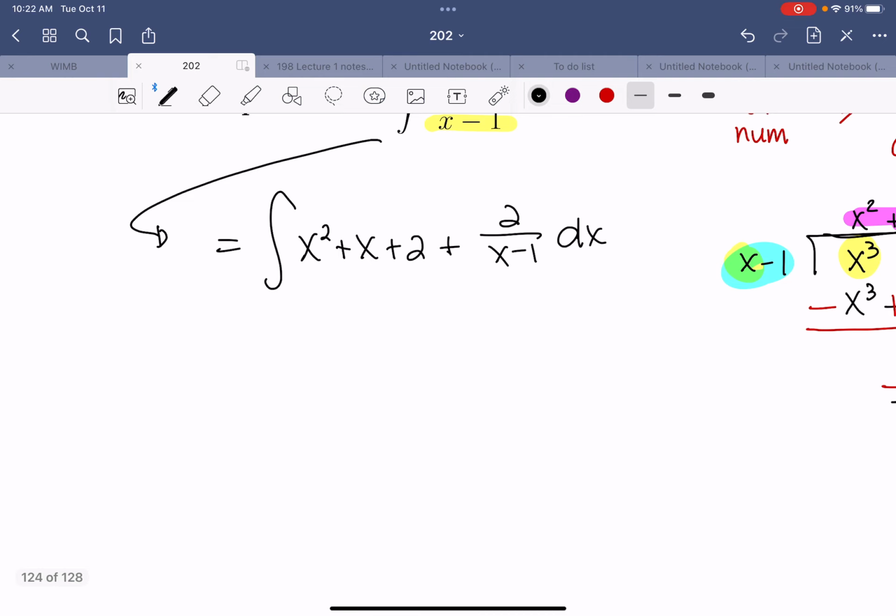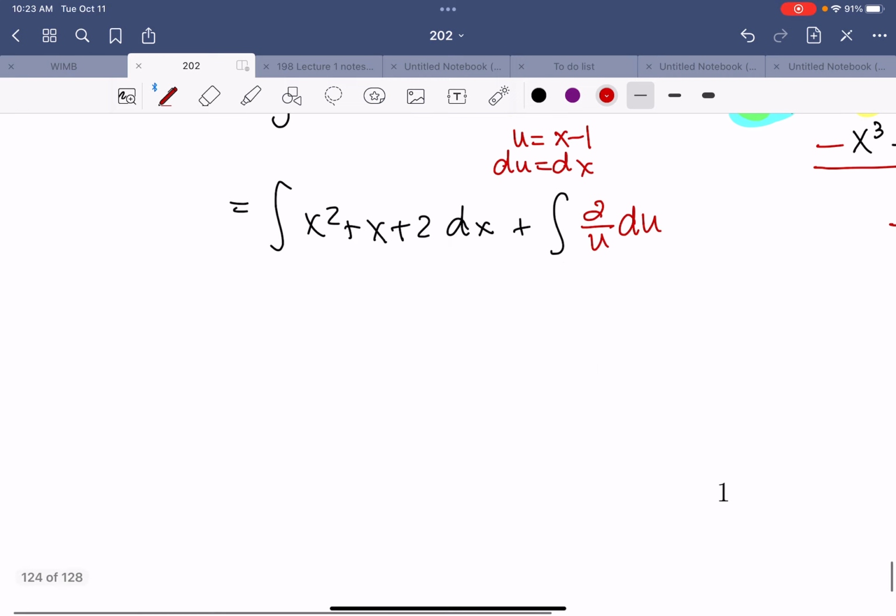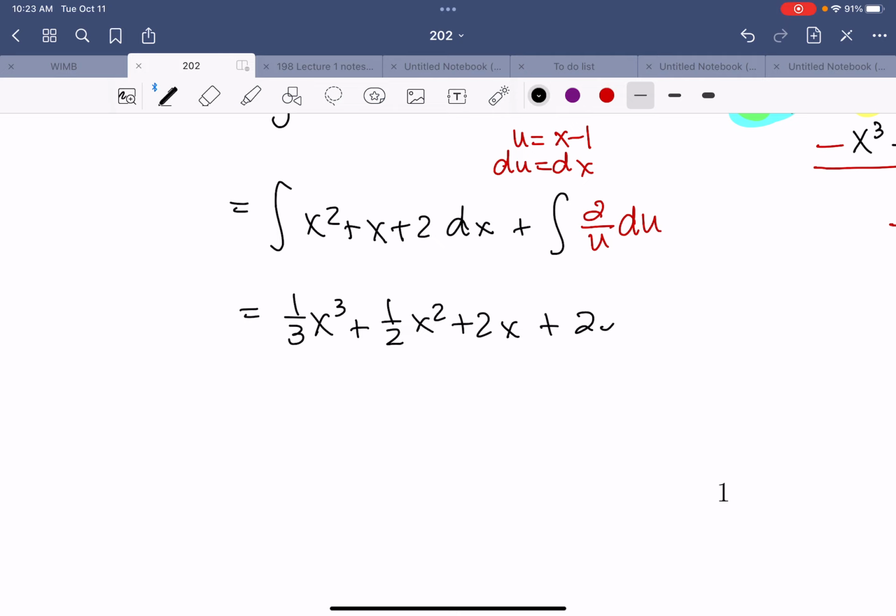And now your first three terms are just regular integrals. And this last one is a baby u sub. You would sub for the x minus 1 on the bottom, and du is dx, so it doesn't change anything. So you just have the integral of x squared plus x plus 2 dx plus the integral of 2 over u du. And that's going to give you 1/3 x cubed plus 1/2 x squared plus 2x plus 2 natural log of u plus a constant.